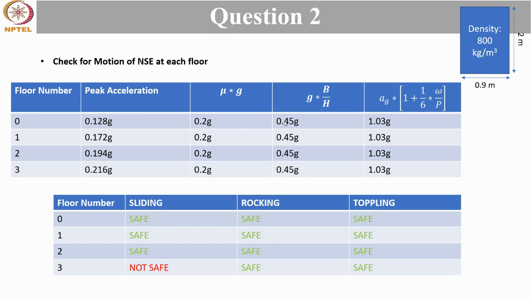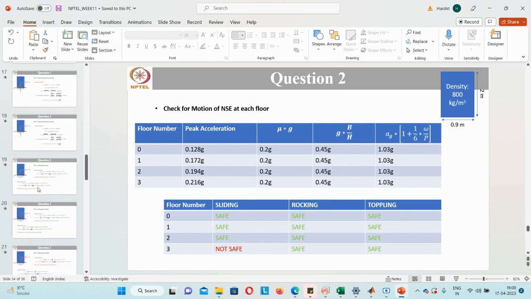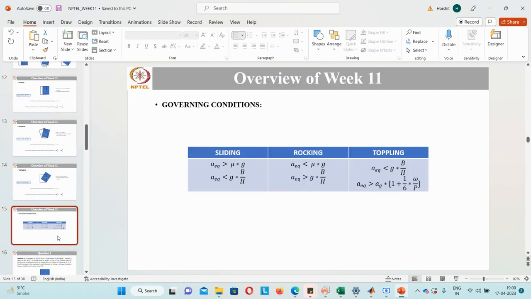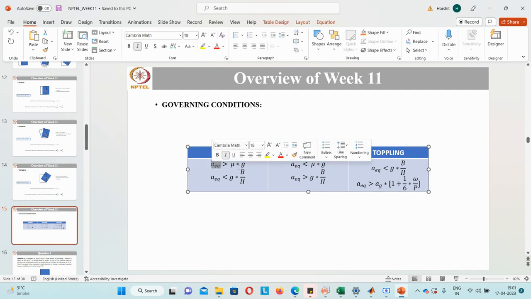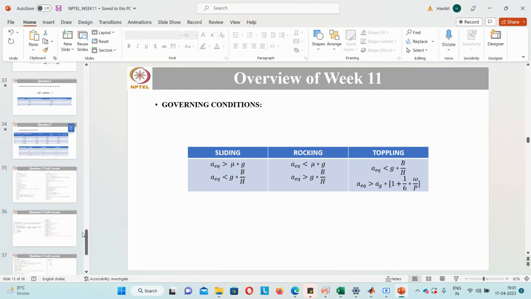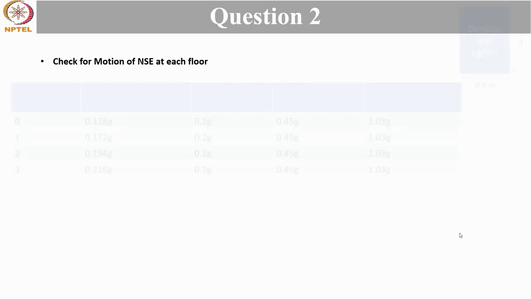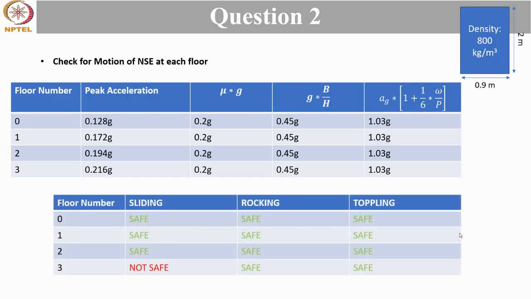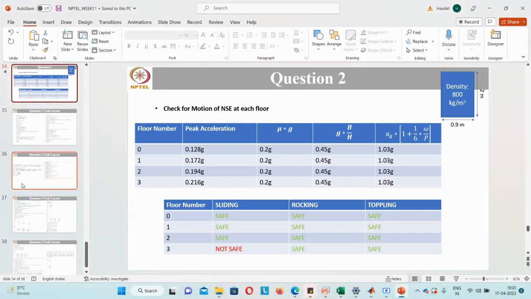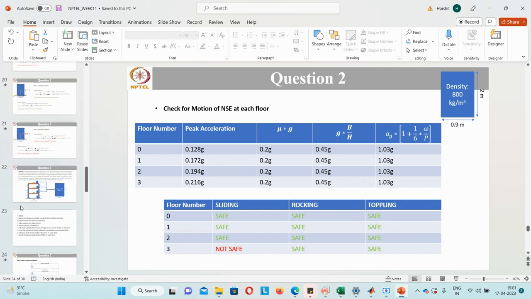Comparing the values using the relationships that we have discussed earlier, between AEQ and mu g, AEQ and g b by h, and AEQ and ag into 1 plus 1 by 6 into omega by p, we get the following result. Till floor 2, the element is safe for all three: sliding, rocking, and toppling. But at floor 3, the element comes out to be not safe for sliding but safe for rocking and toppling. Since the element is not safe for sliding at floor 3, what needs to be done?